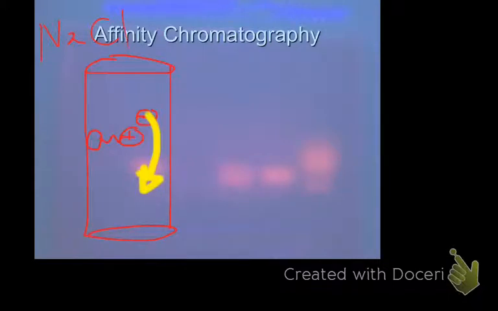Whereas if you have another column, and by the way, a lot of those anion exchangers end with an amine. It'd be something like polyethylene amine or something like that, because the amines are positively charged, and so that's why negative charges will bind to it.